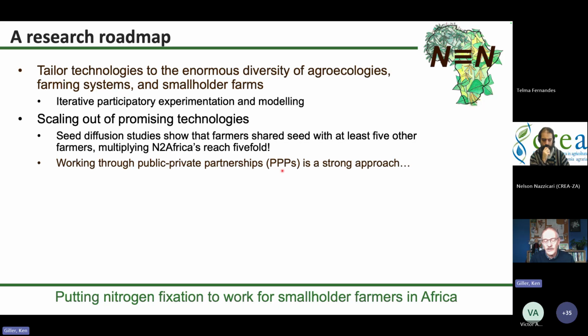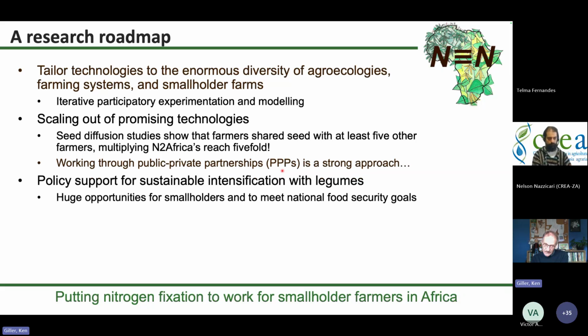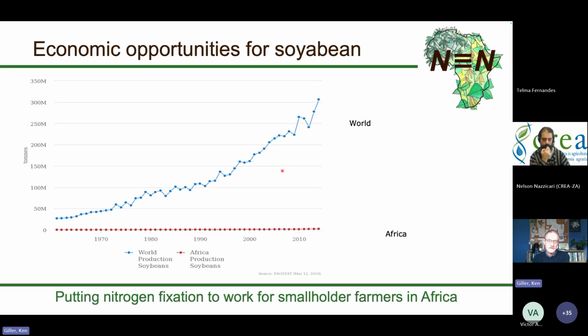Now, I want to finish off with a few examples, though, of what we've been doing since the end of N2Africa in 2019. And particularly, that's been trying to look at other ways of moving legumes into the field and also getting good policy support for sustainable intensification with legumes.